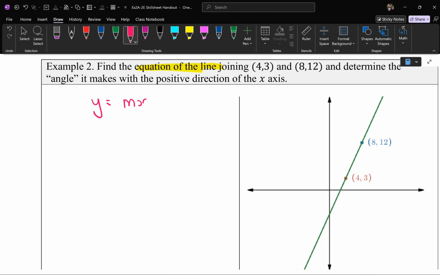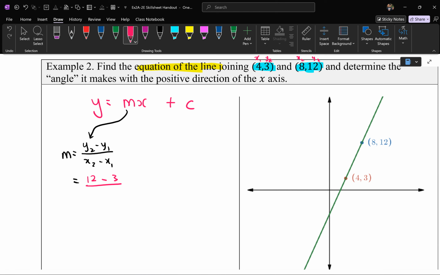Good. mx plus c. You need to find the gradient and you need to find the y-intercept to find the equation of this line. They already told you the 2 points. They told you it's (4, 3) and (8, 12). So using your formula to find m again, m was equal to, and you had your formulas that I gave to you, y2 minus y1 over x2 minus x1. So what does that equal to? You label your own coordinates, up to you. I will call this x1, y1, x2, y2. So according to that, I should have 12 minus 3.